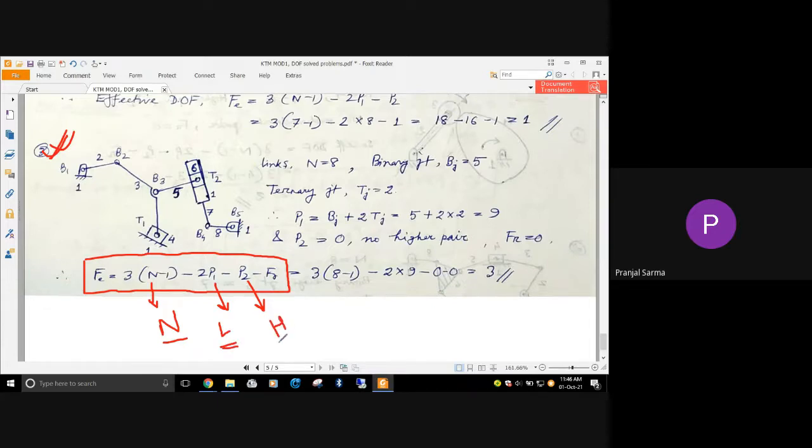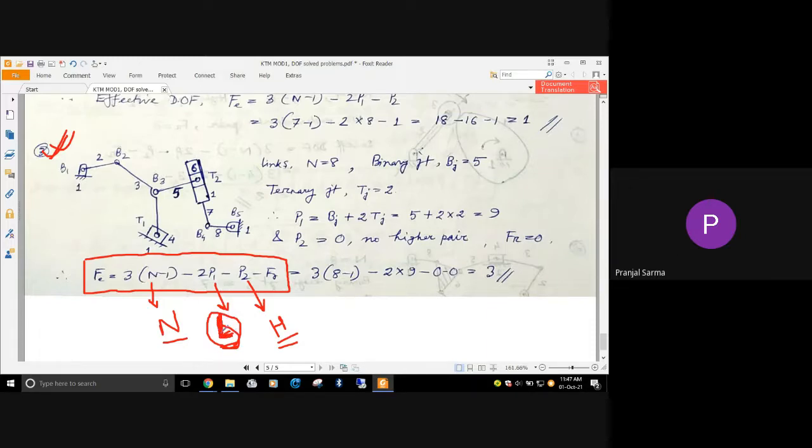So lower pair means what kind of contact? Point, line or surface contact? Lower pair means surface contact. We'll go through the method of joints for finding out the number of pairs. That means we'll check what kind of joint it is.